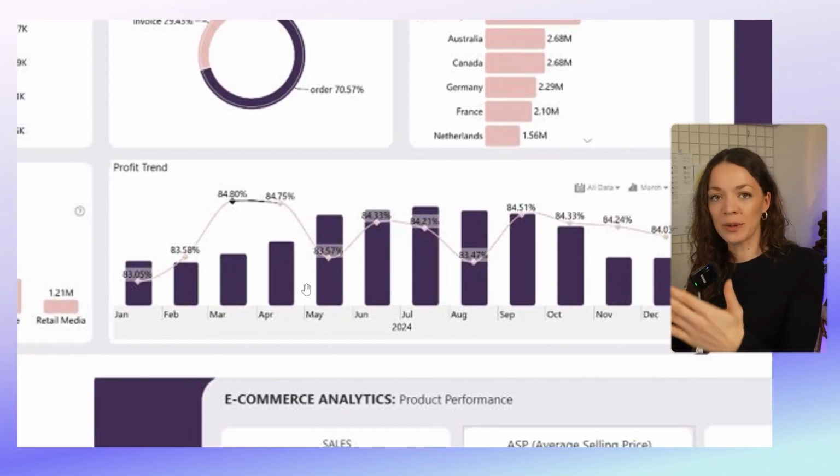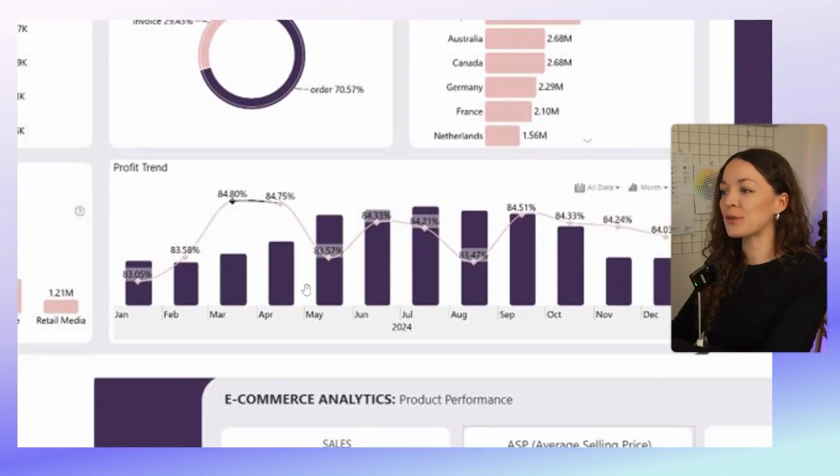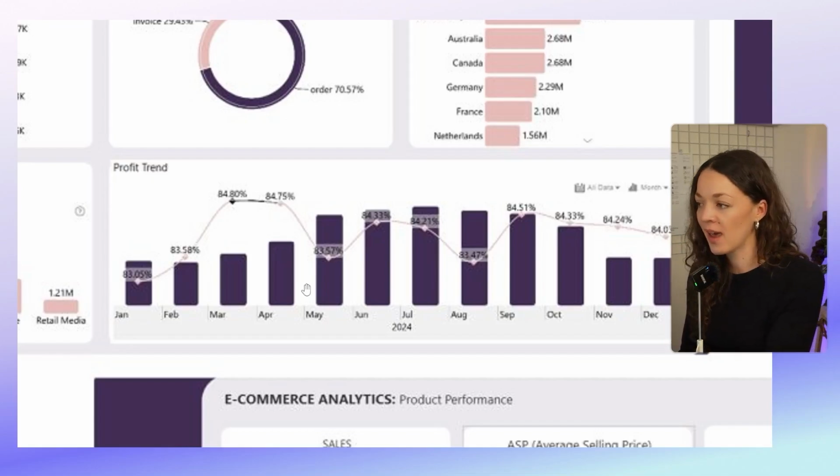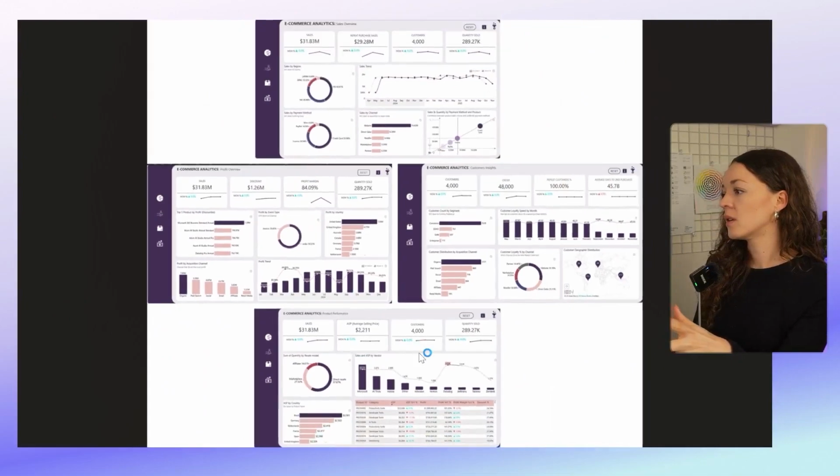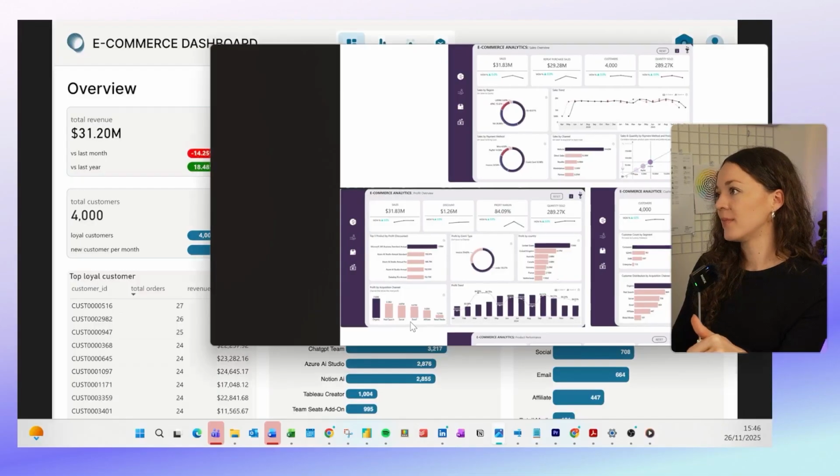I cannot really say it for sure for this visual, but I expect that the line and the bars are unrelated. And there are not a lot of cases where a combined chart in this way works really well. But overall, again, great job.